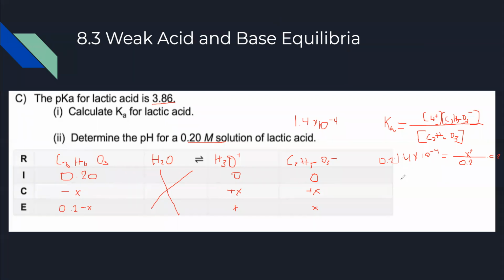And so what you have to do now is you just have to square root 0.2 times 1.4 times 10 to the negative 4. And you then get x, which you just plug into the calculator. So square root 0.2 times 1.4 times 10 to the negative 4. And that will be 5.